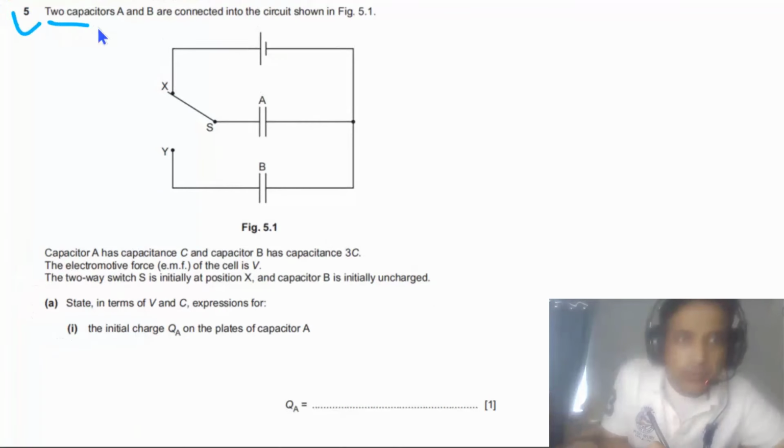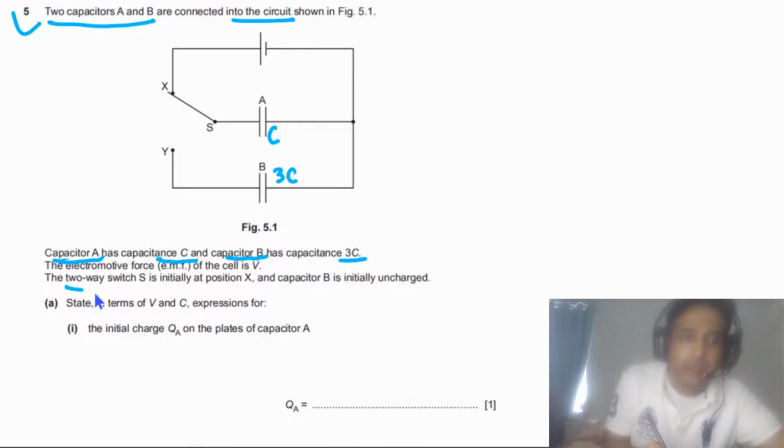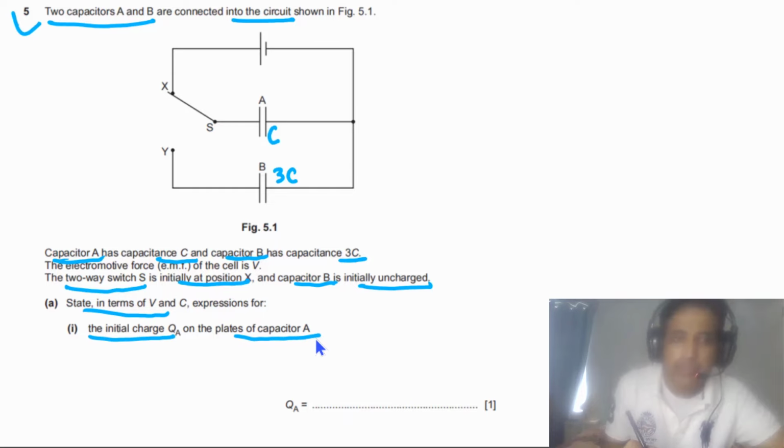Question 5 says two capacitors A and B are connected into the circuit as shown in figure 5.1. Capacitor A has capacitance capital C and capacitor B has capacitance 3C. So the capacitance of this one is capital C and the capacitance of this one is 3C. The two-way switch is initially at position X and capacitor B is initially uncharged. State in terms of V and C expressions for the initial charge QA on the plates of capacitor A.